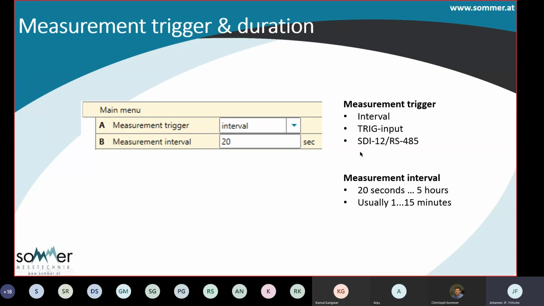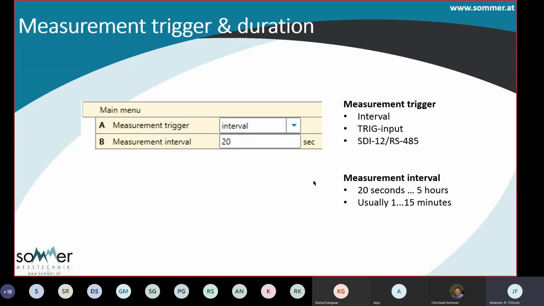And if you have connected a data acquisition system or a controller, you can use either a trigger signal or an SDI-12 or RS-485 signal. If you set the measurement trigger to trig input, then when the RQ instrument receives a physical current input, it starts the measurement. And you can have a serial input by SDI-12 or RS-485. So if you have connected a data logger, you can send a signal to the RQ instrument to trigger a measurement whenever one is required.